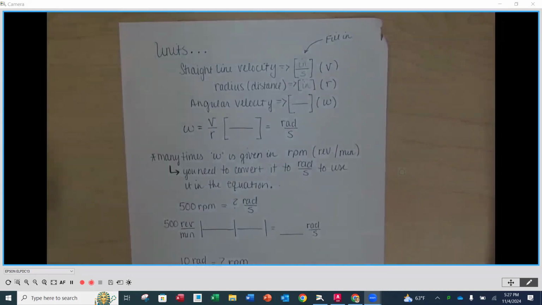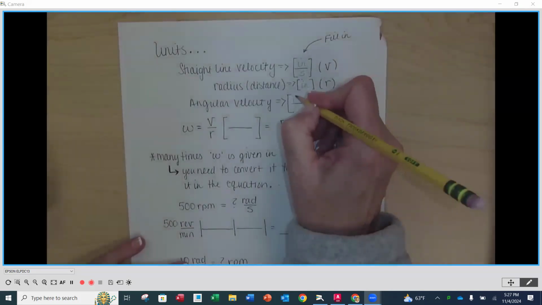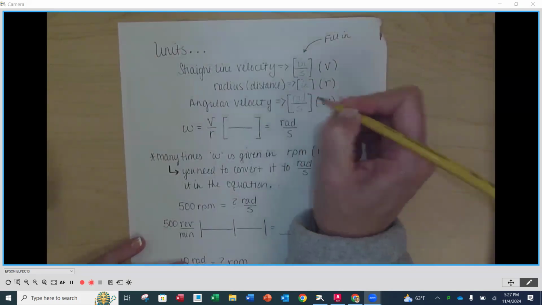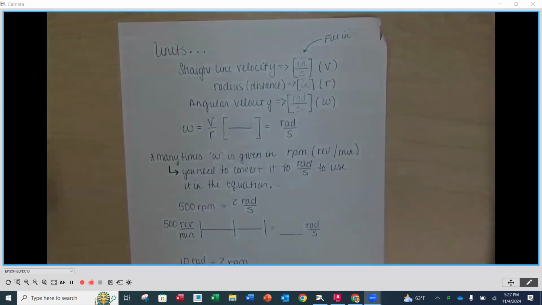Okay, so that's going to be, this filled in is your practice problems, okay? Or a majority of it. Angular velocity. What are we expecting for angular velocity? Revolutions per minute or radians per second. I'm going to put in radians per second because we are always going to be in and out of that equation.